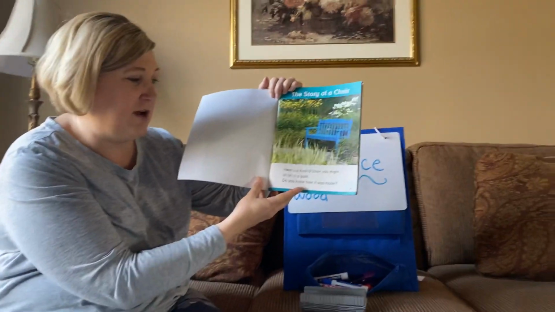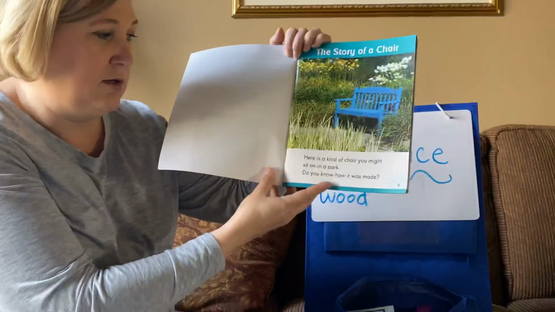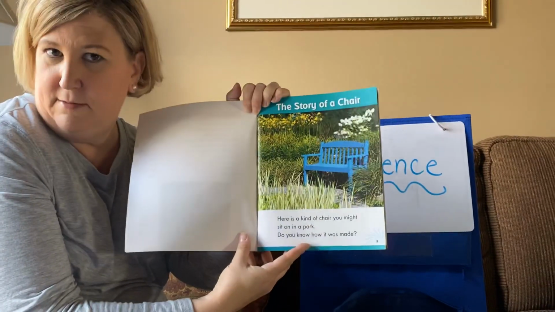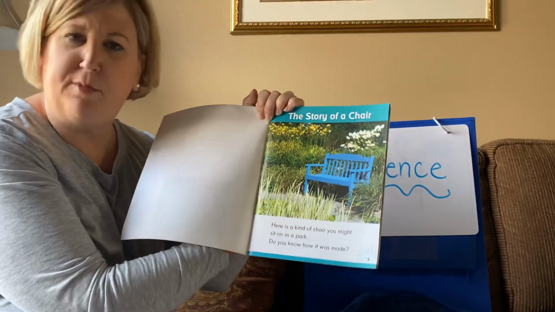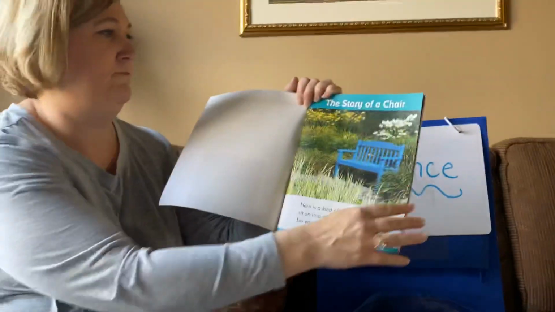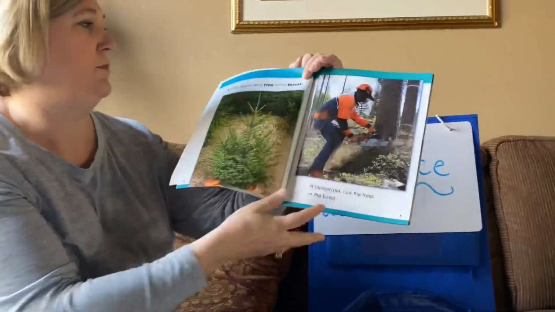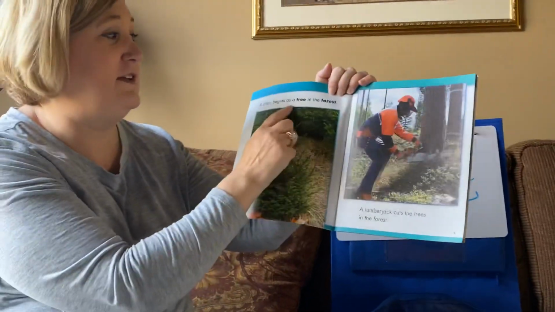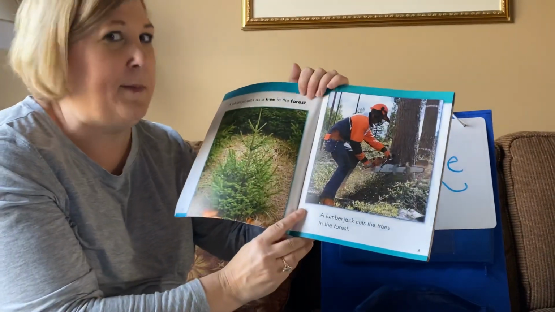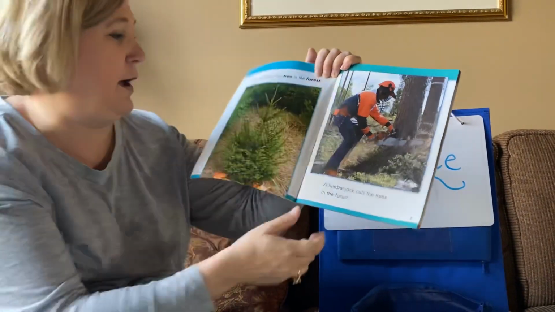Here is a kind of chair you might sit on in a park. Do you know how it was made? Think about that. What's that chair made of? Where did it come from? A chair begins as a tree in the forest. I bet you knew that. If you did, good job.